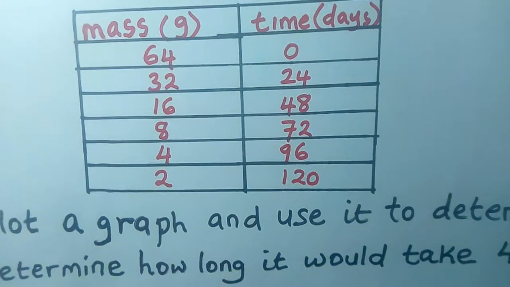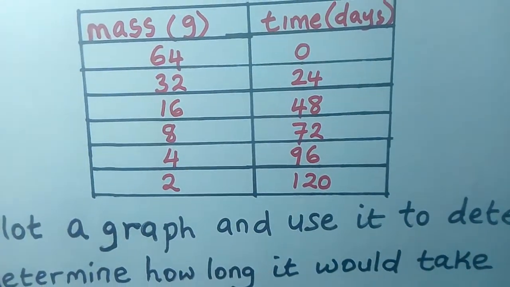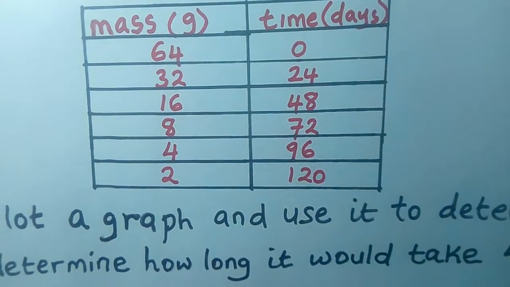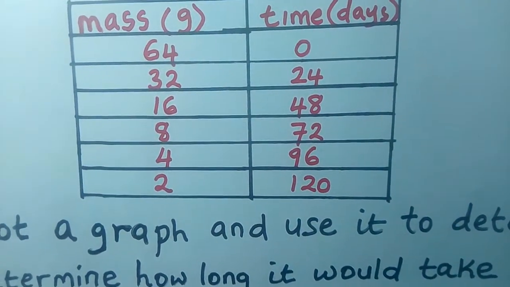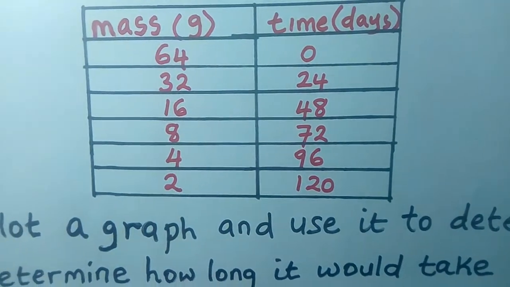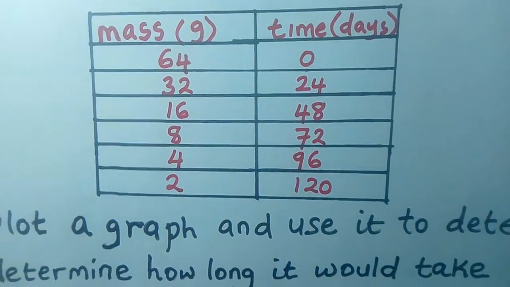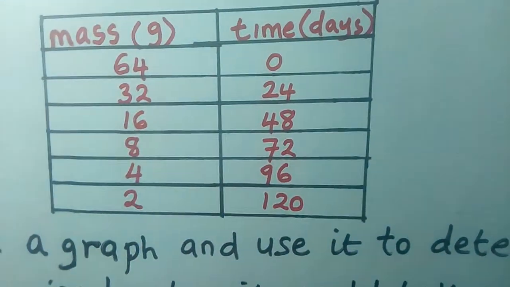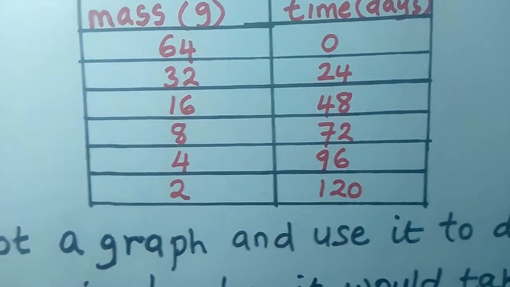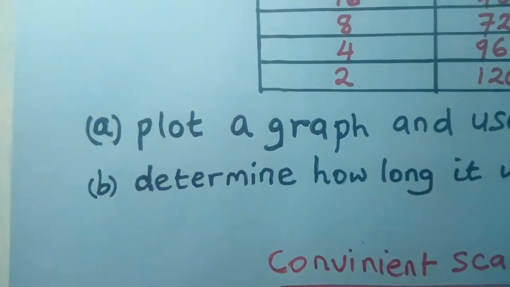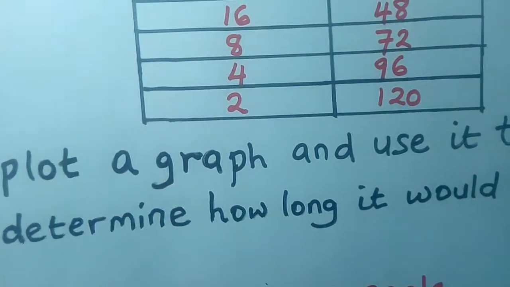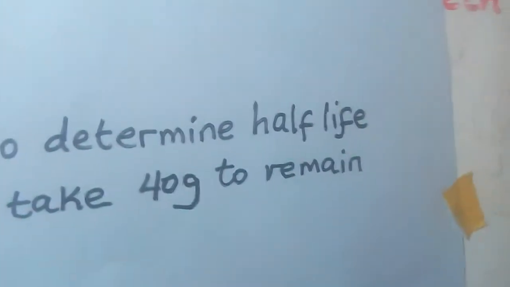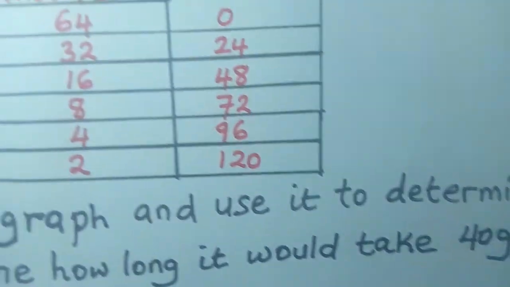Now, if you remember what we did, half-life is time. Whenever we are plotting graphs for half-life, the time must be on the horizontal, while whatever is not a time is on the vertical. Time must be horizontal. Then the other thing should be in what? Whatever you are given, now in this case it is a mass, must be vertical. Now, for you to plot this graph, there are two questions. After plotting the graph, B says determine how long it would take 40 grams to remain. So let us see, how do you plot the graph?